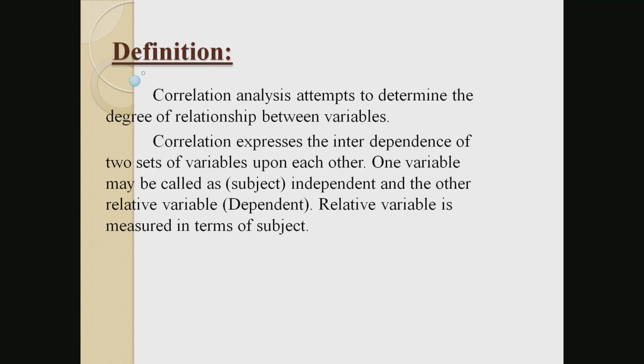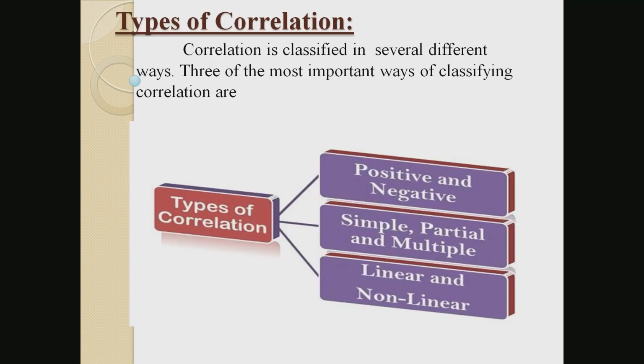One variable may be called the subject or independent variable and the other the relative or dependent variable. The dependent variable is measured in terms of the subject or independent variable. For example, rainfall and agricultural production. Rainfall is a cause which affects agricultural production, but agricultural production cannot cause the rainfall. Therefore, rainfall is an independent variable and production is a dependent variable.